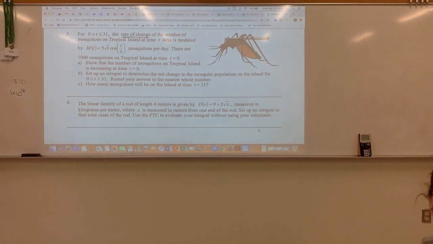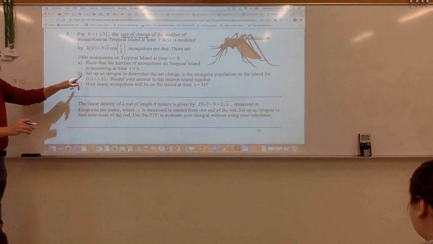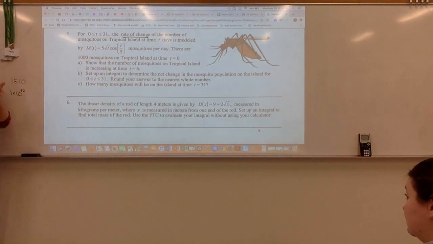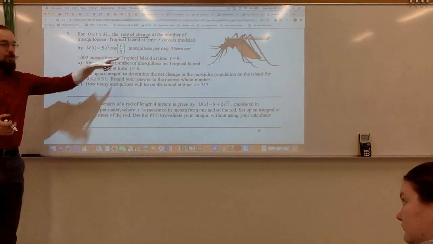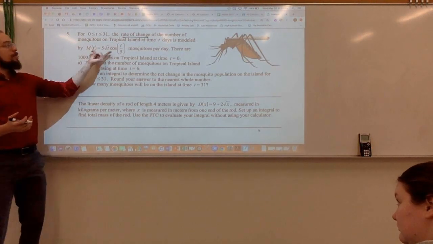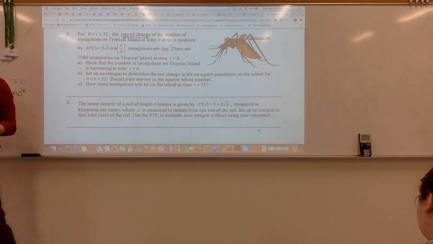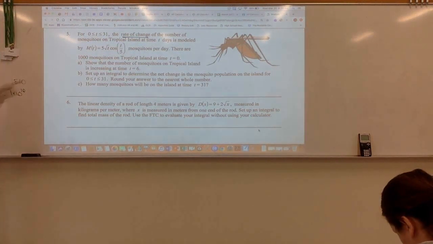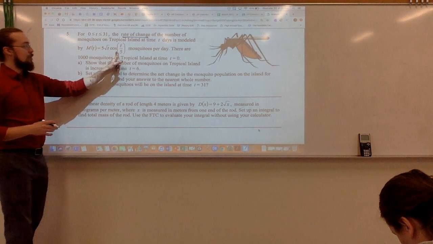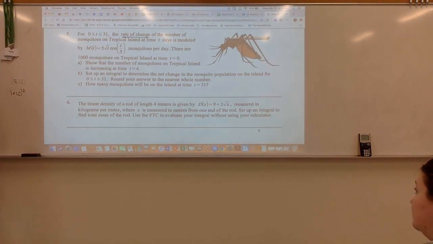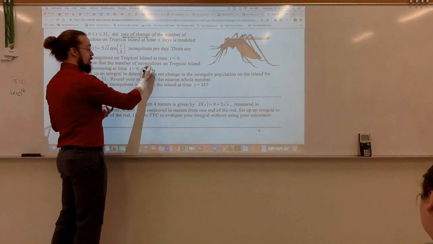Part A says show that the number of mosquitoes on the tropical island is increasing at t = 6. Well, increasing is dealing with the rate. We want to show the rate is increasing. What that means is we want to show that the derivative function, the rate of change function, is positive at 6. So all I would do is plug 6 into this function and show that I get a positive value. And this is calculator active.